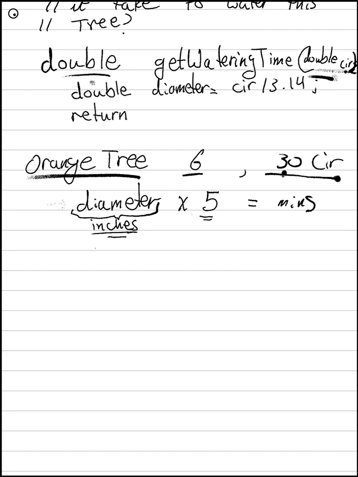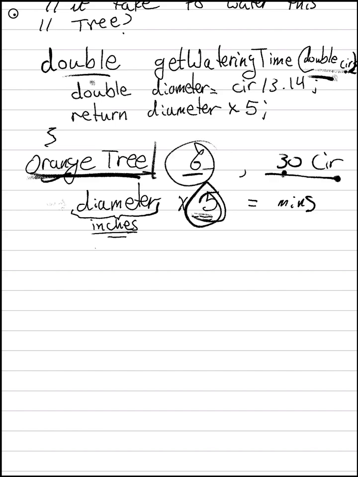Not by the growth factor anymore. We're going to return it. We're going to multiply it by 5, the magical number, right? Yes, right. So in this method, we actually don't need any information about the tree. It doesn't matter that it's an orange tree. It doesn't matter that it has a growth factor of 6. All that matters is that the circumference is 30, and we're going to multiply its diameter by 5. Great. Are we done?